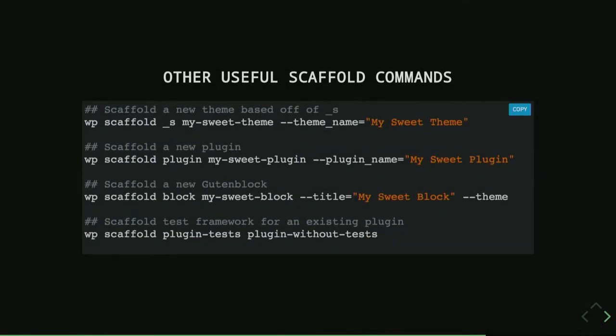There's a couple other useful scaffold commands that you should know about. If you use underscores quite a bit, you can scaffold an underscores theme straight from here with WP scaffold underscores. You can also scaffold a plugin, which I actually use quite a bit, that gives you some nice starter files to start out with, as well as a full testing framework, with WP scaffold plugin. You can also scaffold Gutenberg blocks, which is really great if you're just getting into Gutenberg and don't want to feel totally overwhelmed. You can WP scaffold block, and it'll give you a working example out of the box. So you can go in and tinker with it and see what it actually does, which has been really helpful for me, a PHP developer, to figure out how this thing actually works.